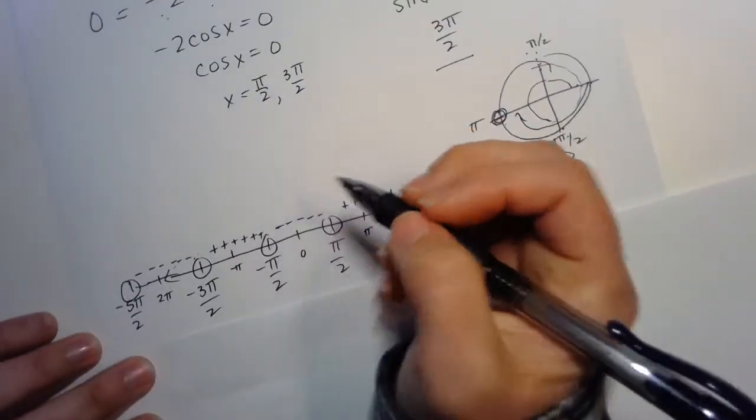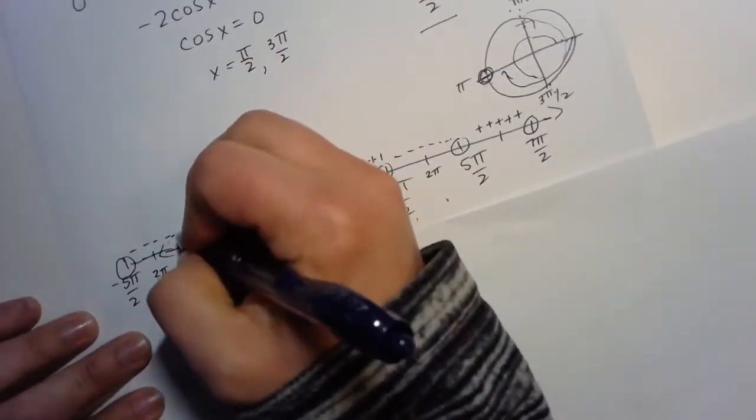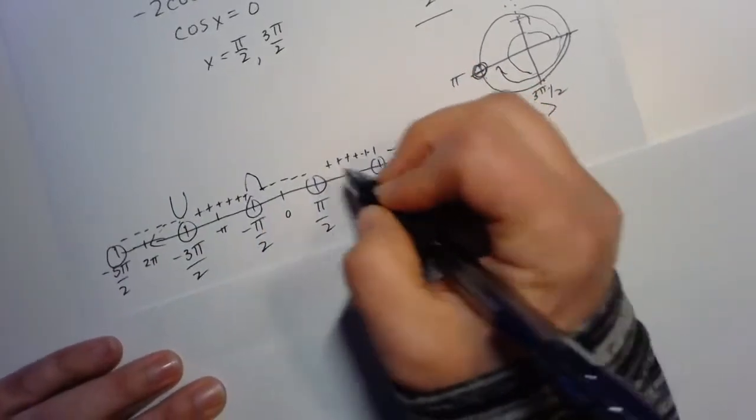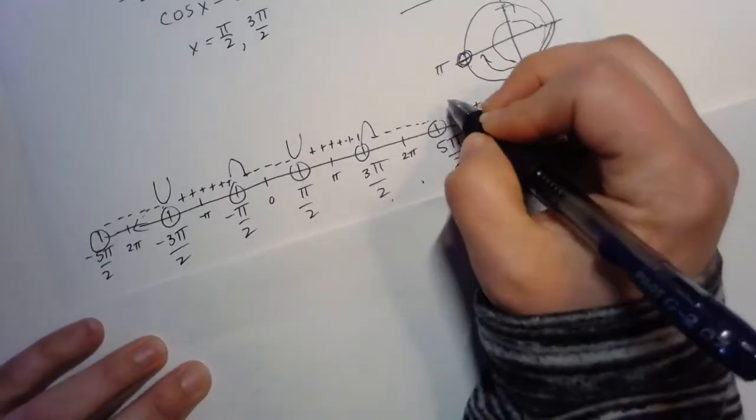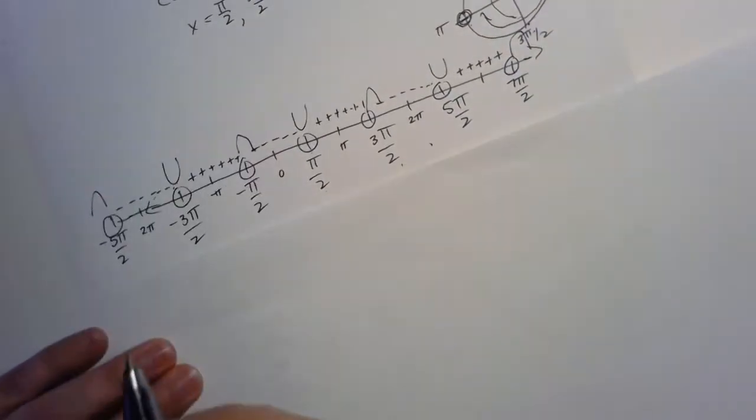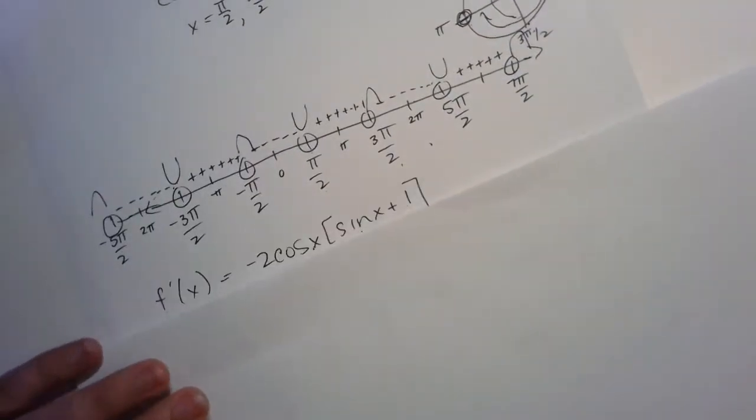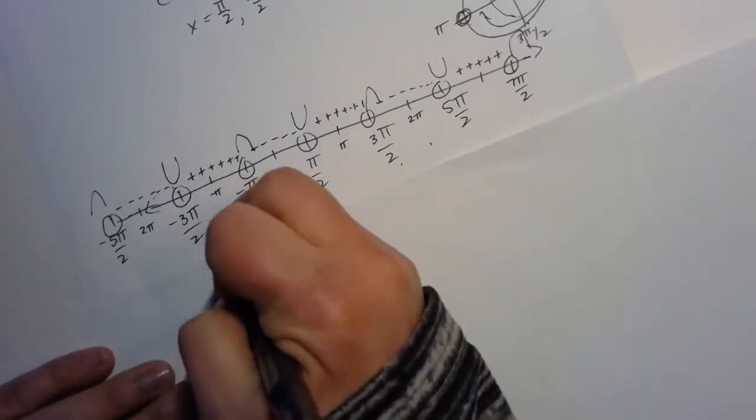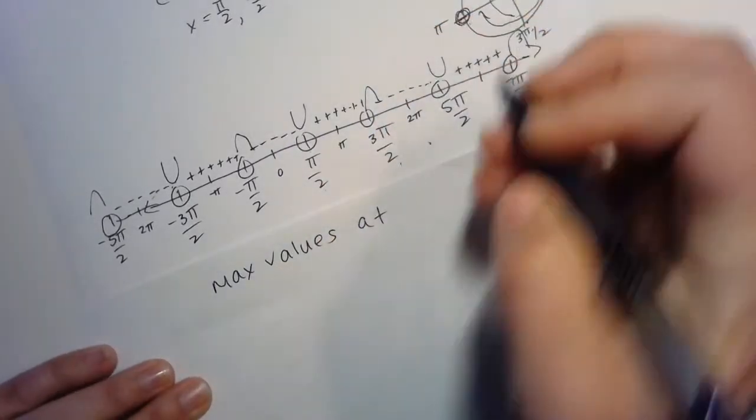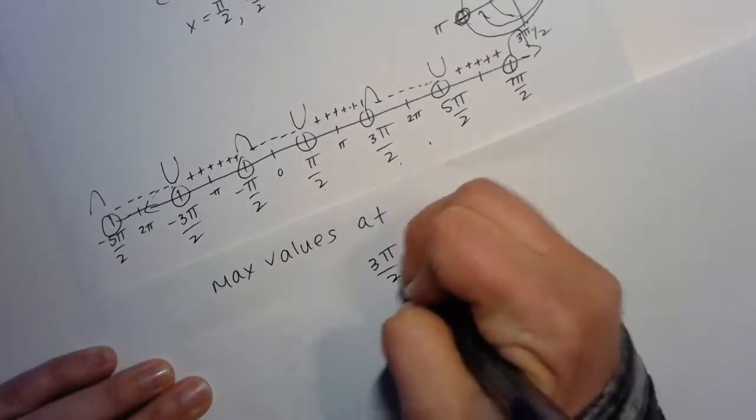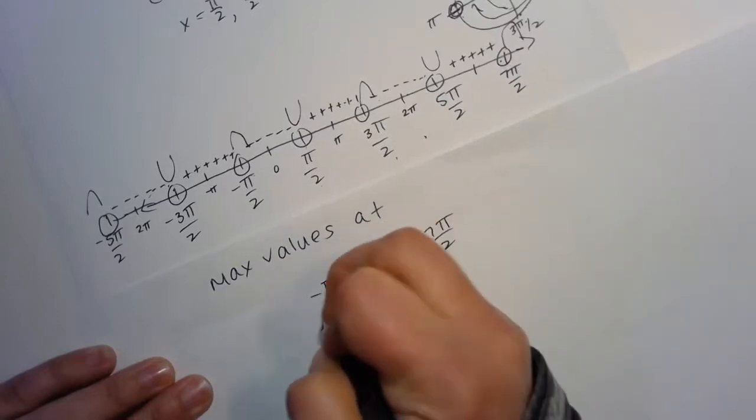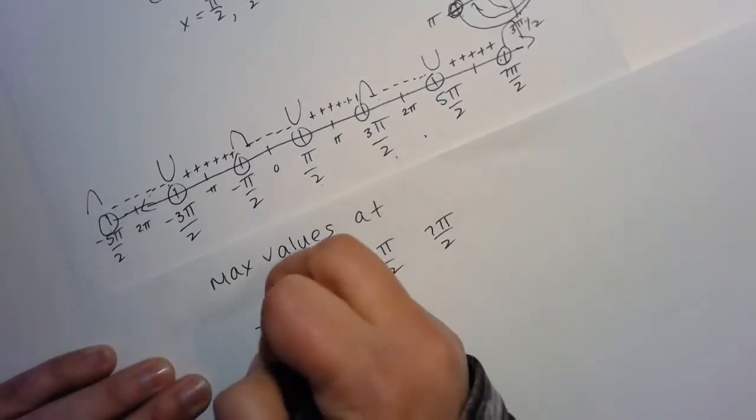So now I can see that this is a negative followed by positive, so that means I've got a minimum here, a maximum here, a minimum here, a maximum here, and I'm going to assume that I'll have this, because that seems to be happening at each one. So I'm going to have max values at 3 pi over 2, 7 pi over 2, negative pi over 2, and negative 5 pi over 2.